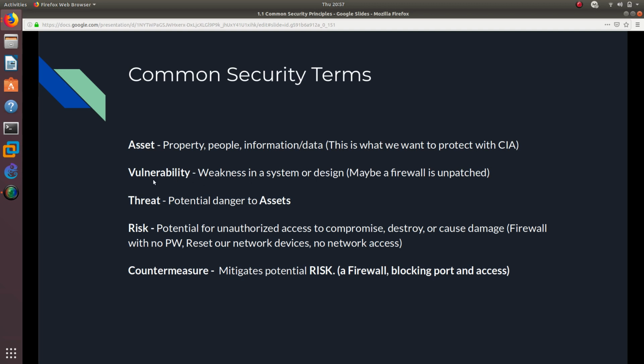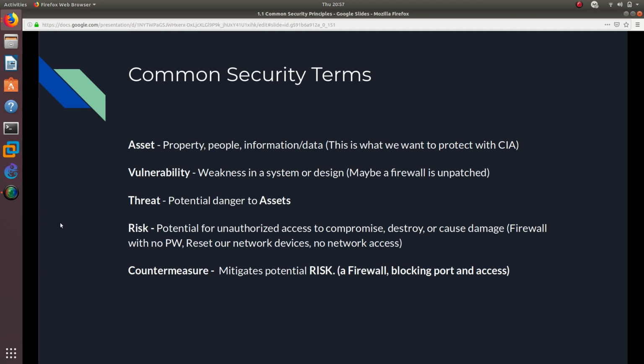And then we move on to vulnerability. This is a weakness that a system or a design has. This could be because a firewall is not patched. If hackers see that your firewall is not patched with the latest version, they can always break into your firewall.